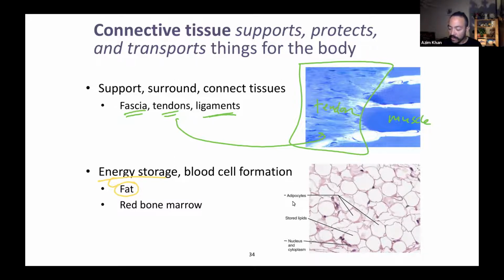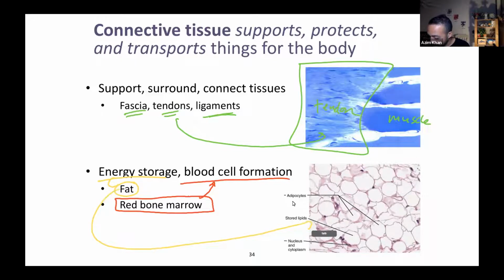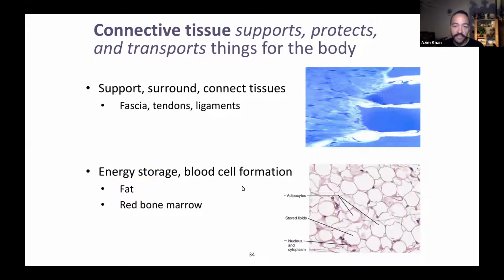In many of our bones, in the center, we have red bone marrow. Red bone marrow is the location where red blood cells, white blood cells, all blood cells are made. So red bone marrow is a site for blood formation. Pictured here, a single one of these cells is an adipocyte. You store fat inside of that big circle. We'll take a look at more examples of adipose and these other things coming up.